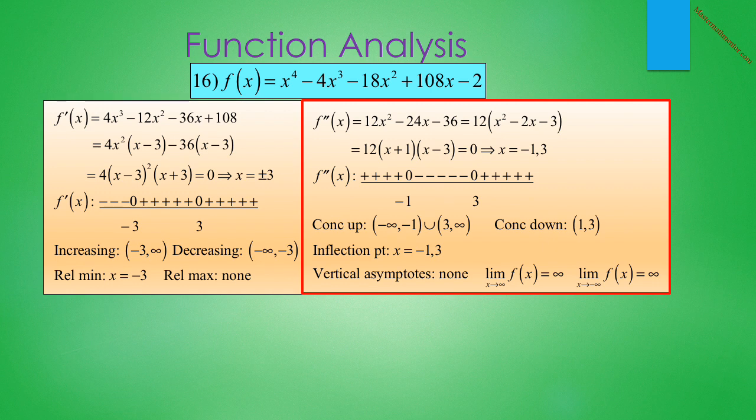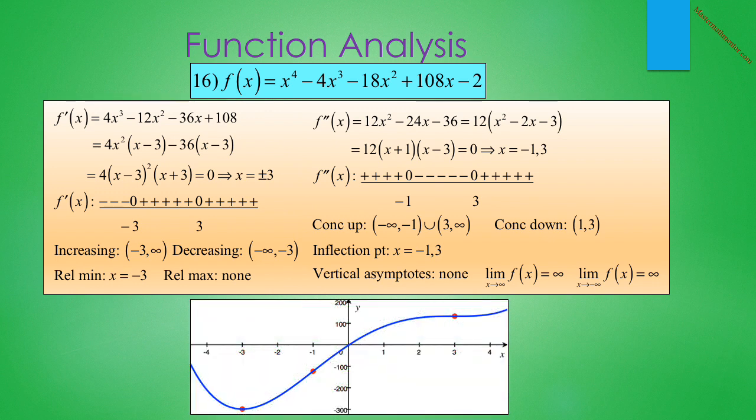Since the function does not have a denominator with any x's in it, there are no vertical asymptotes. And since the highest power term is x to the fourth, the limit of f of x as x approaches either infinity or negative infinity is infinity.